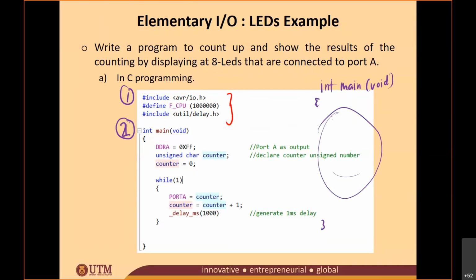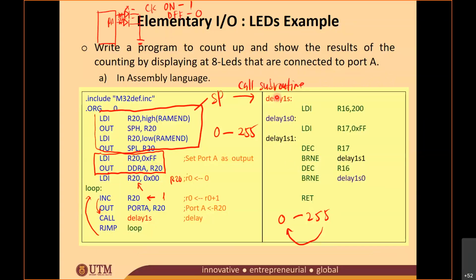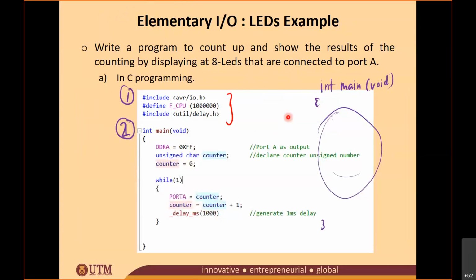What about your function? If you're going to create a function, your function must be created outside your main program lah. Cannot put your function inside. For example, if you're going to create a delay 1 second function, don't create it inside here. If you're going to use timer 0 to generate a 1 second delay, don't create it inside of your main program. You need to create your function or subroutine outside of your main program.